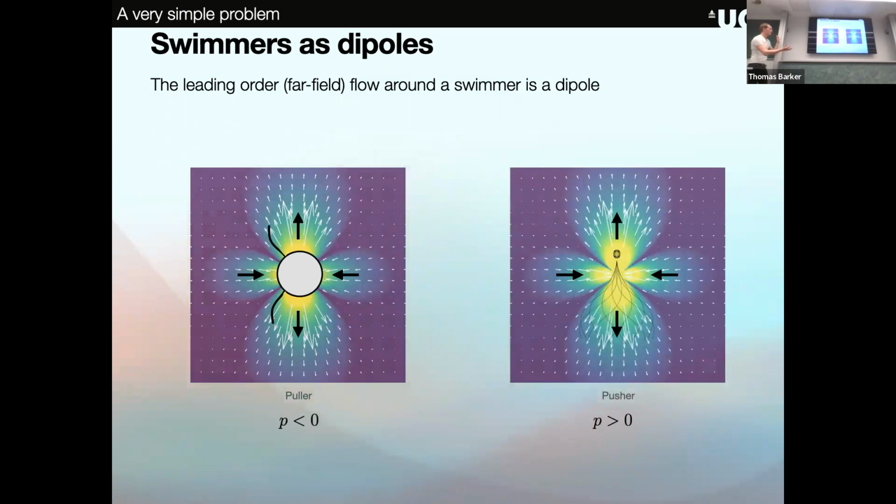And all that we need to take away from this is that for this dipole, we often talk about the strength of it, which is a signed strength. It's negative for a puller and positive for a pusher. There's just some parameter P.